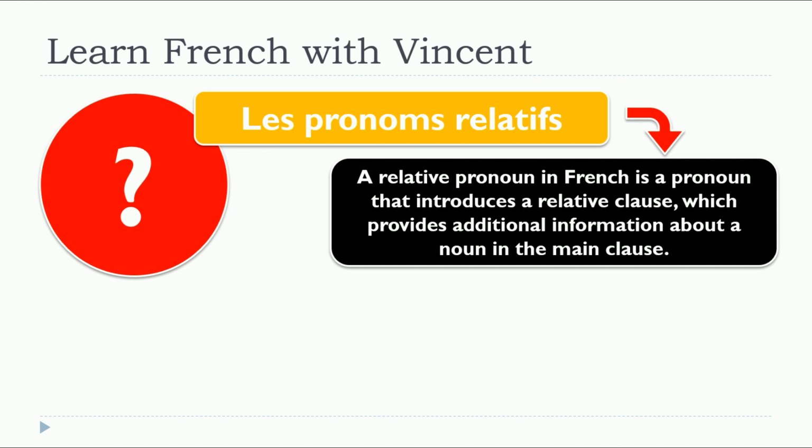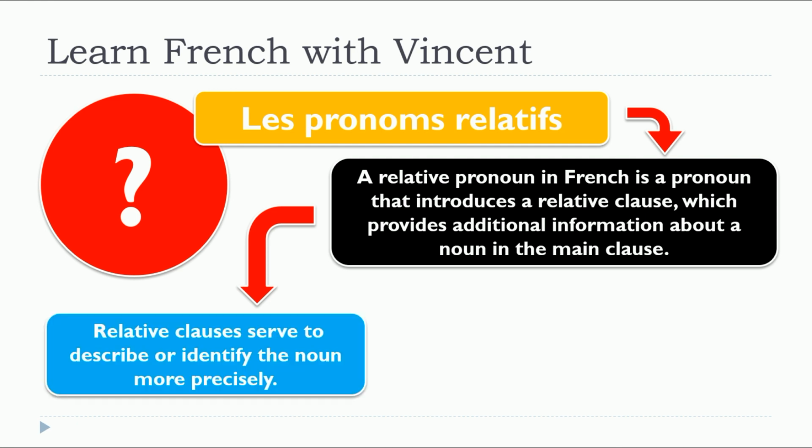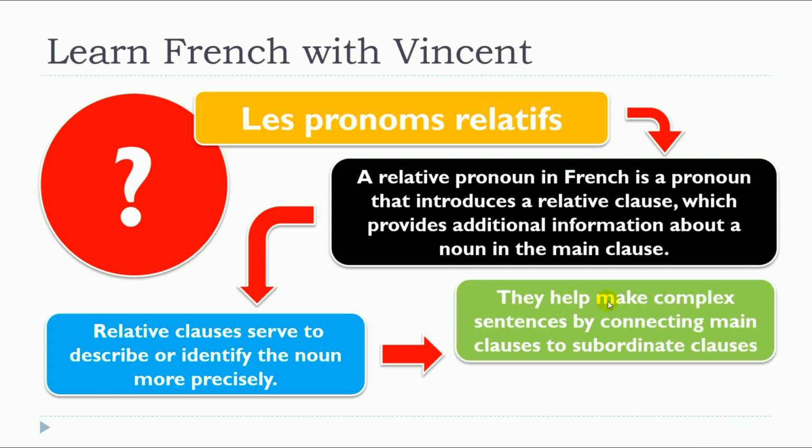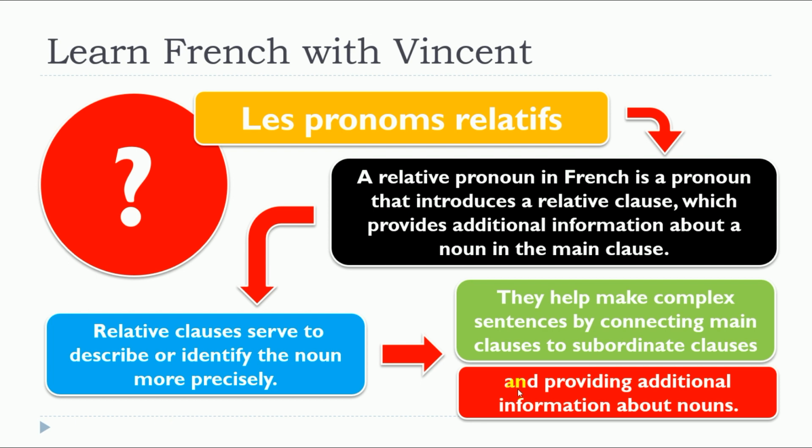You will have your main clause, and then in this main clause you have a noun and you want to give additional information about this noun. So relative clauses serve to describe or identify the noun more precisely. And they help make complex sentences by connecting main clauses where you have this important noun to subordinate clauses and providing additional information about nouns.